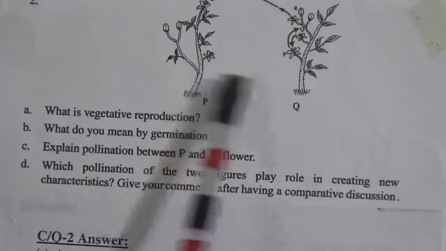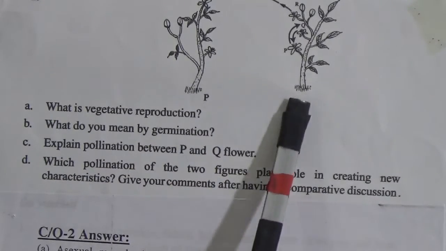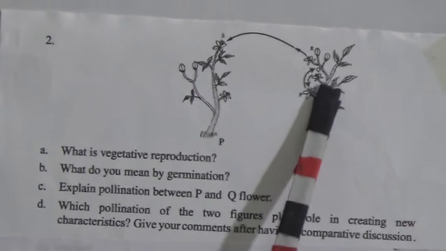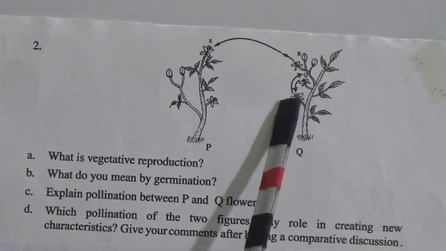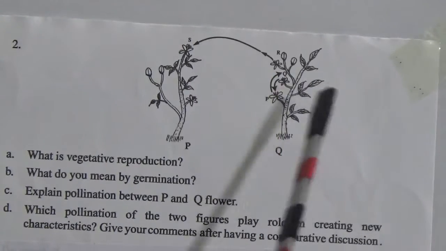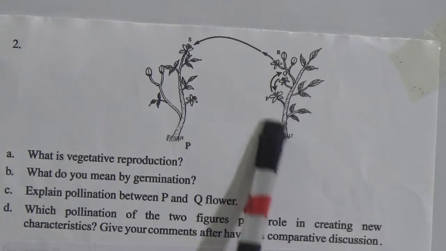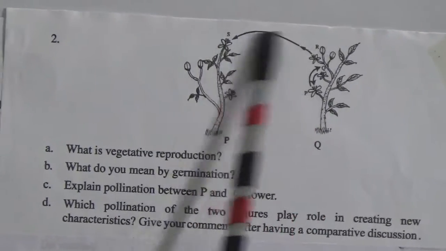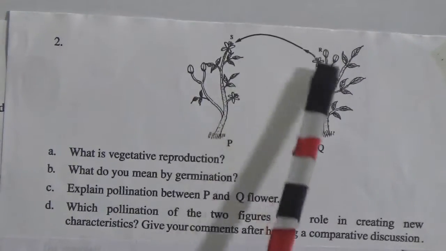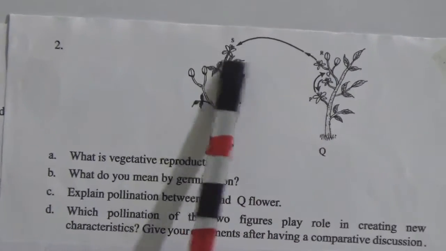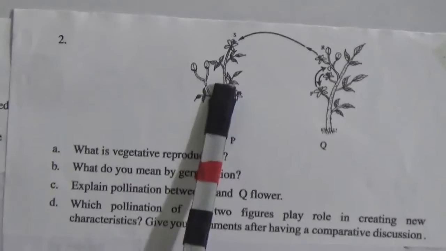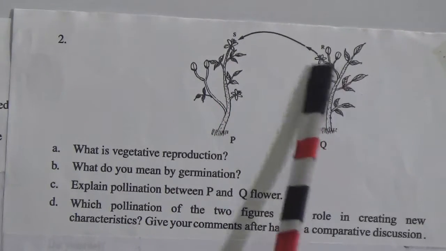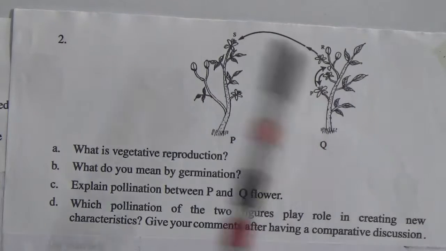In the stem, there are two plants, P and Q, and if you observe, there are two flowers also indicated, P and Q. This shows self-pollination, because this pollination occurs in the same plant's flowers. And again here R and S show cross-pollination, because these are flowers of different plants of the same species. That's why S and R show cross-pollination and P and Q show self-pollination.